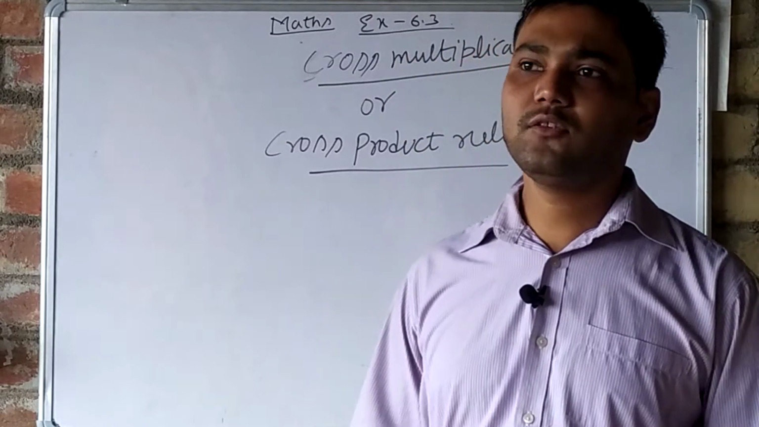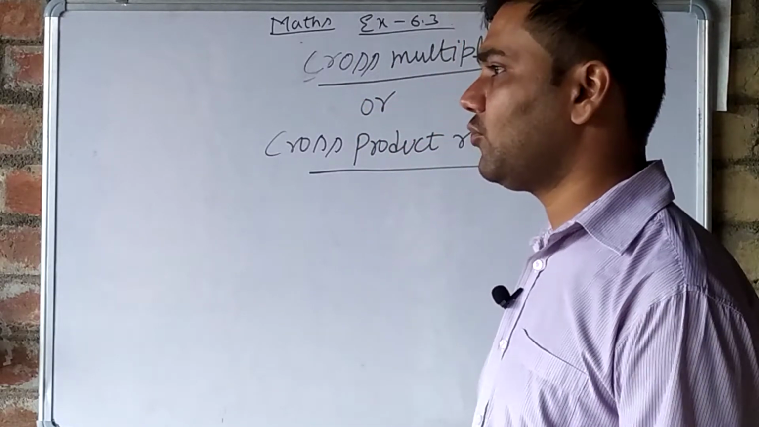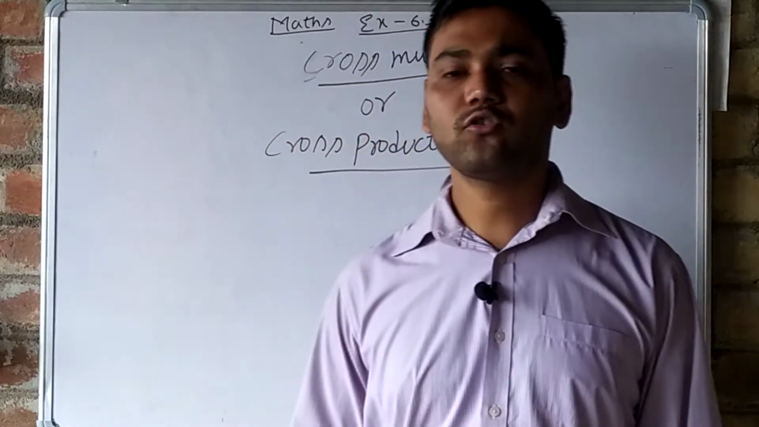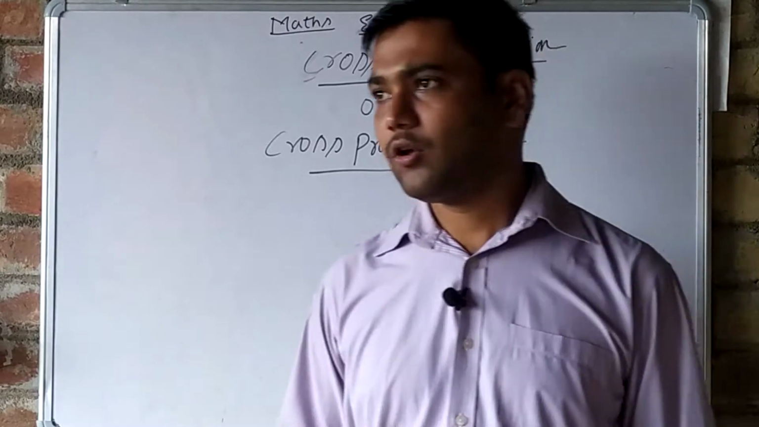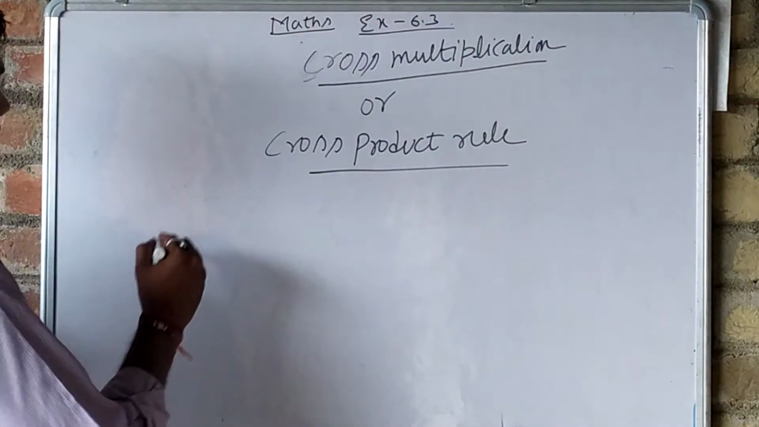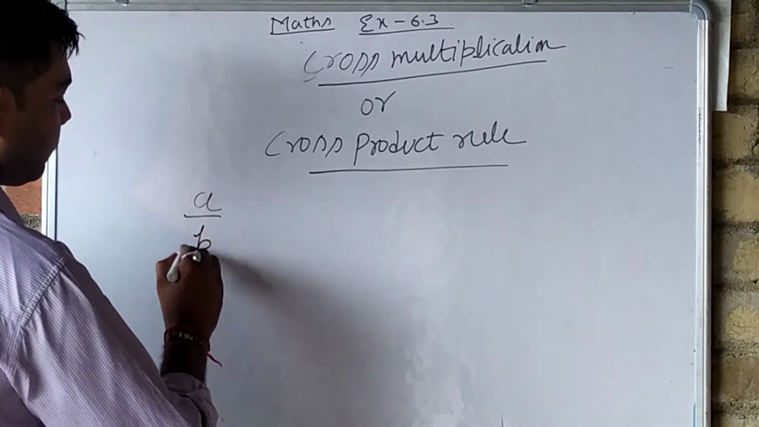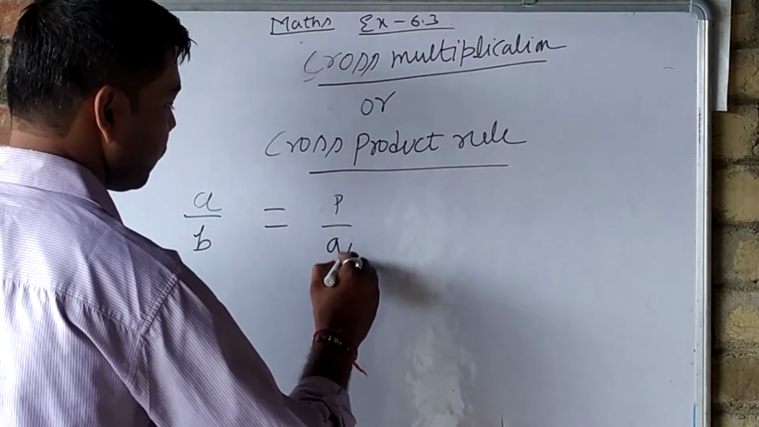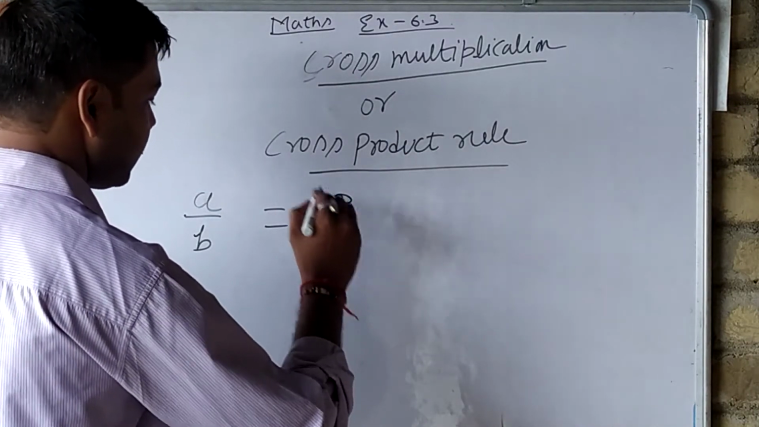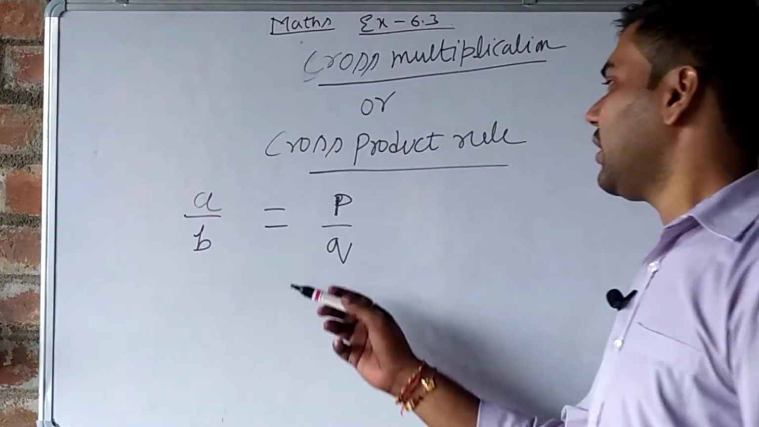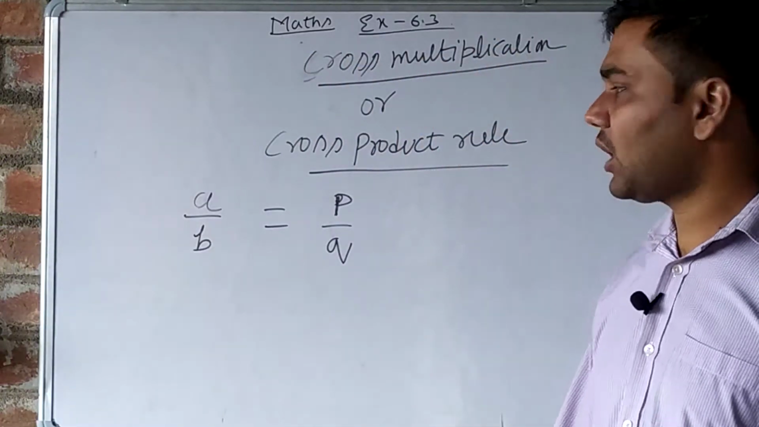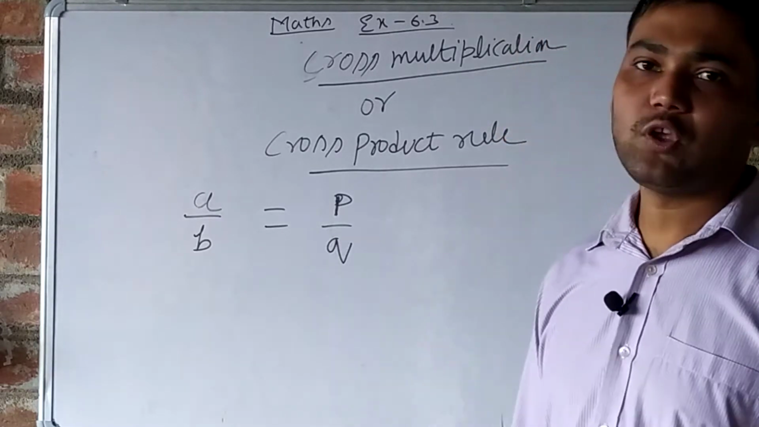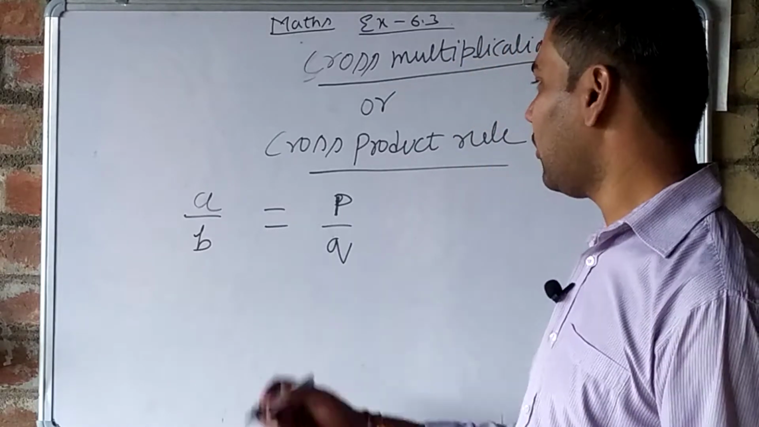Now today in this period, what do we have to study about? We have to study about cross multiplication or cross product rule. So see here, if we have a fraction a upon b equals p upon q. Like we have two fractions, a upon b and p upon q, and both are written in front of each other with a sign of equal to. Understand?